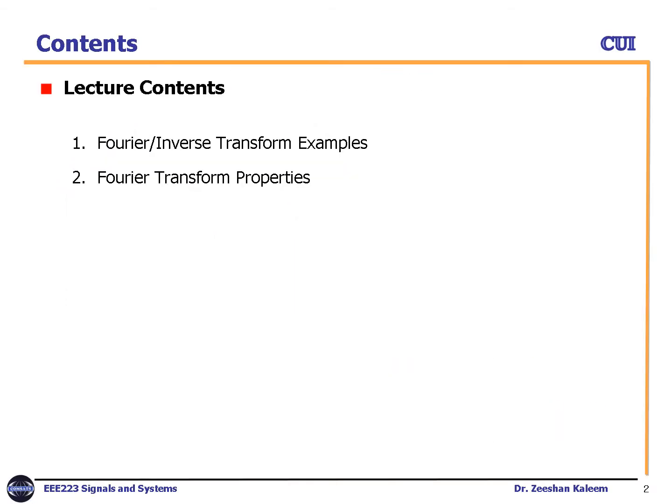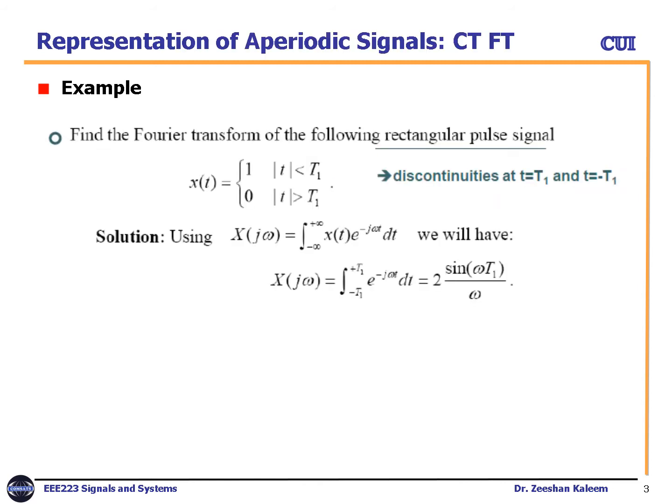In this video, we will cover Fourier and inverse Fourier transform examples, and we will discuss Fourier transform properties as well. Let's take another example about calculating the Fourier transform of a signal. For example, you have to find the Fourier transform of the following rectangular pulse signal.